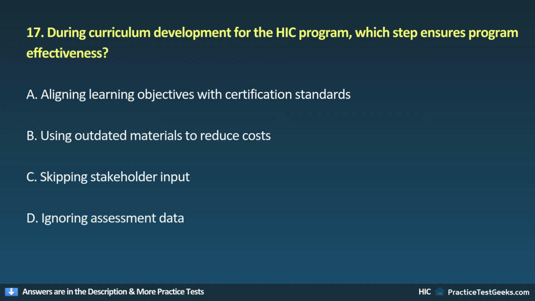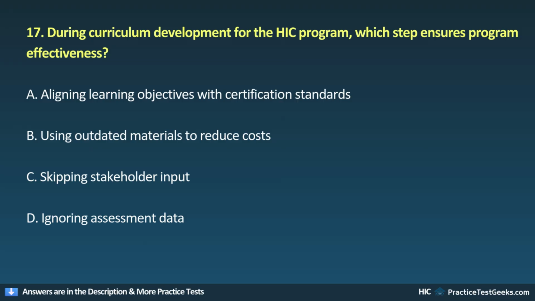17. During curriculum development for the HIC program, which step ensures program effectiveness? A. Aligning learning objectives with certification standards. B. Using outdated materials to reduce costs. C. Skipping stakeholder input.